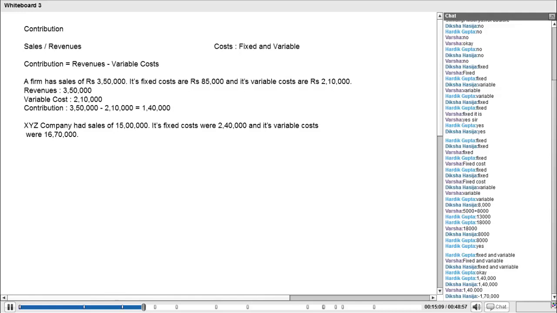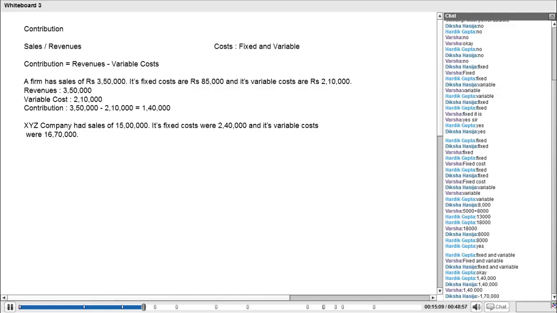Reddy Mills makes flour by grinding wheat. Last year it sold 15,000 bags of flour at rupees 240 per bag. Its fixed costs were rupees 4,50,000. It had to purchase wheat worth rupees 22 lakhs. Grinding wheat is very power intensive and consumed electricity of rupees 1,80,000. Calculate the contribution.